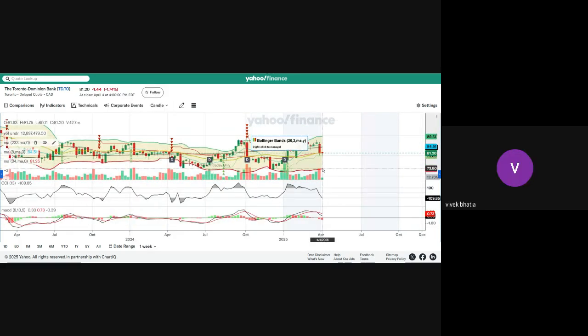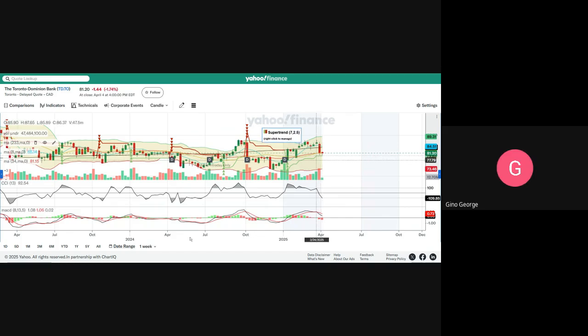So check it out on a weekly chart. You'll see on the weekly support 78. Where is 78? It is at the super trend levels. 79, 78 is the super trend level, and it's a green super trend level. So it is a strong bearish super trend.